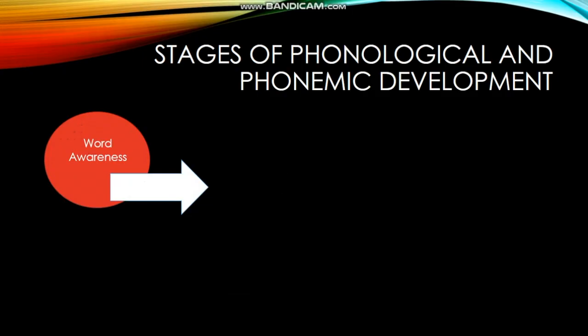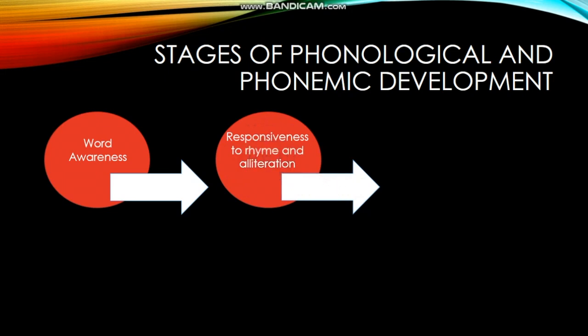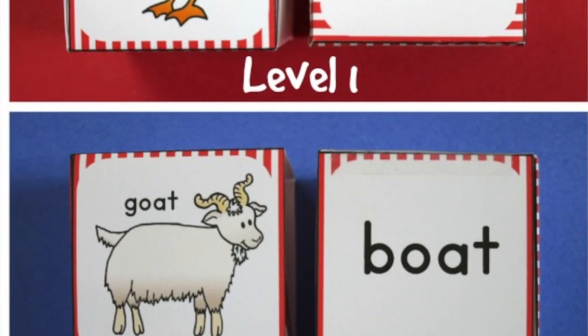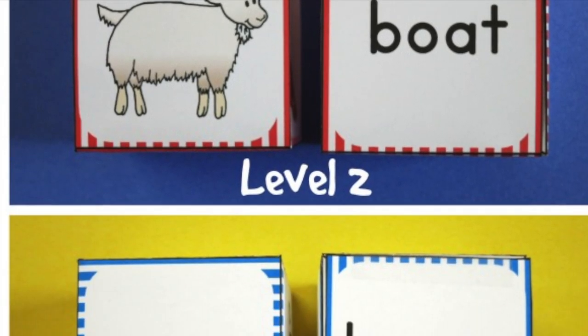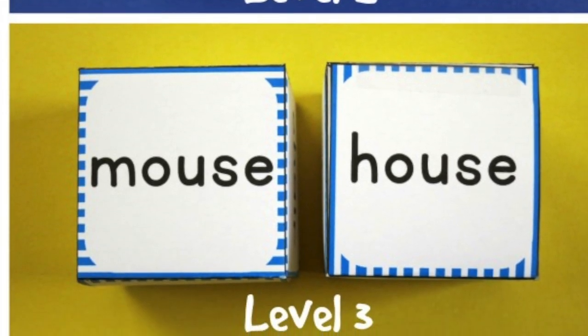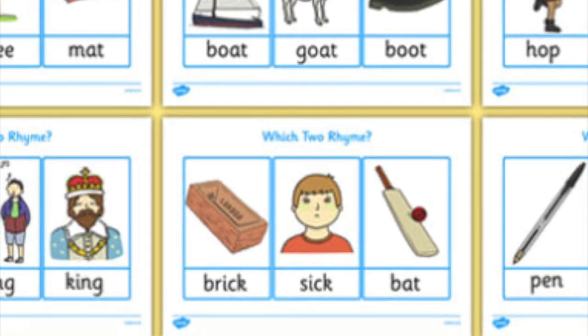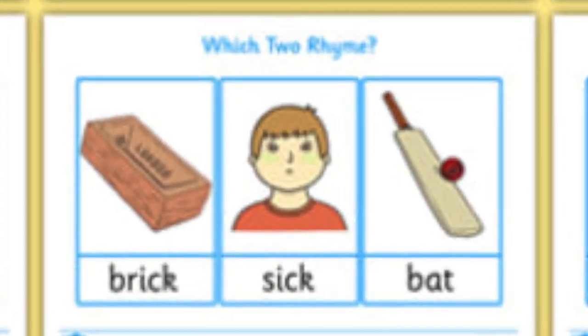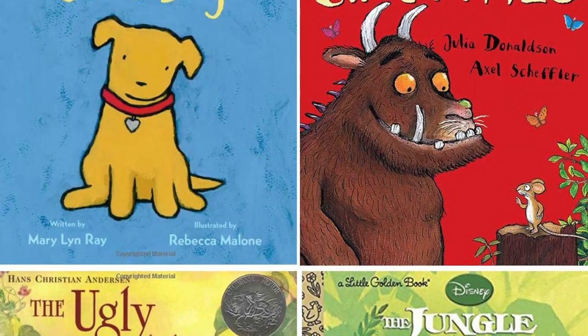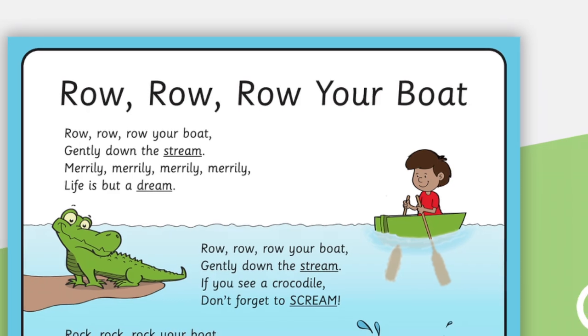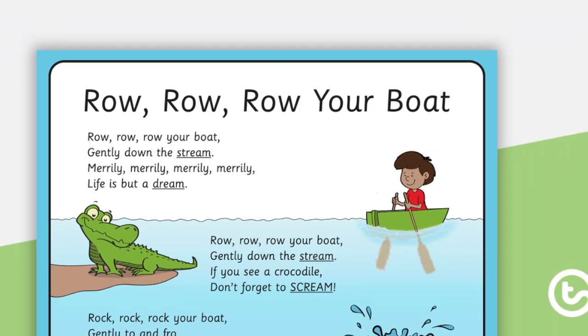Next we have responsiveness to rhyme and alliteration in wordplay. Children should start to recognize rhyming words and alliteration upon hearing it, and even begin coming up with their own during this stage. Both rhyming and alliteration are familiarized to children in storybooks and nursery rhymes, and this is the primary way they develop this stage.